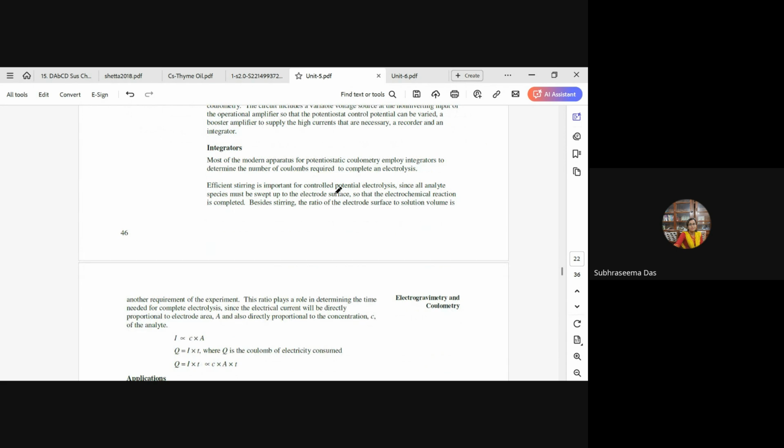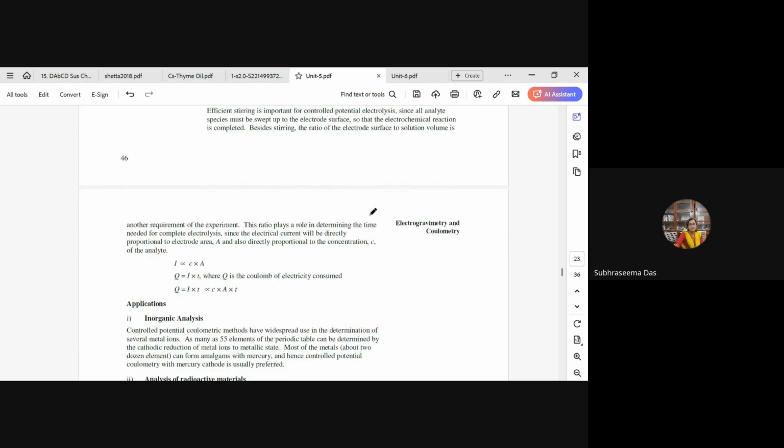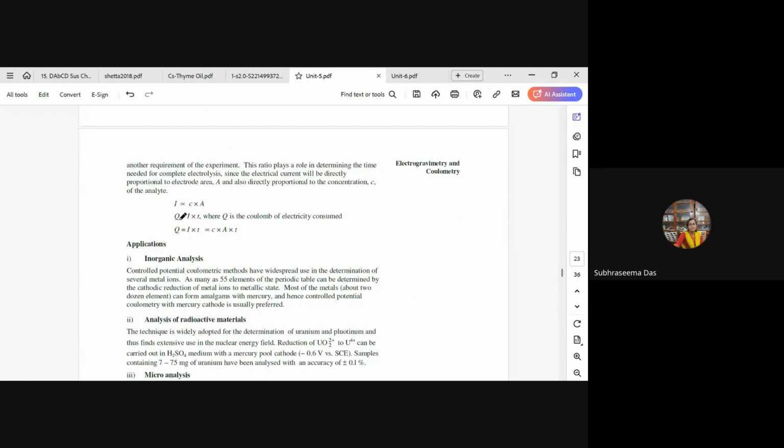Now, efficient stirring is one of the conditions for potentiostatic electrolysis. Besides stirring, the ratio of the electrode surface to solution volume is another requirement. That is, the ratio plays an important role. We have I is directly proportional to C into A.